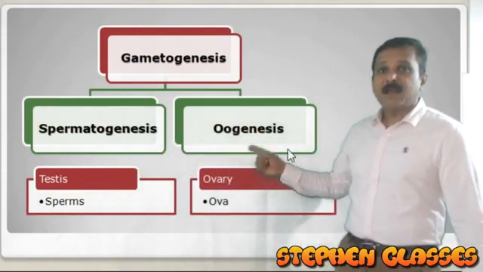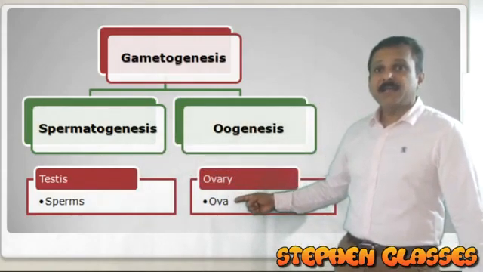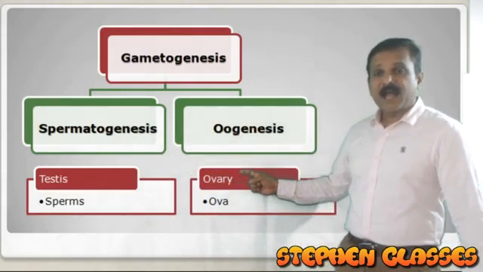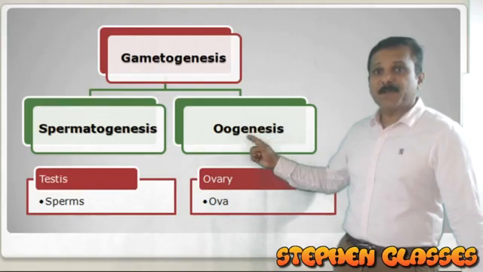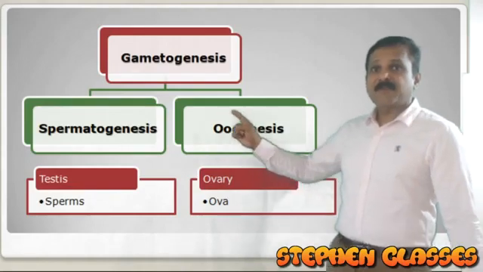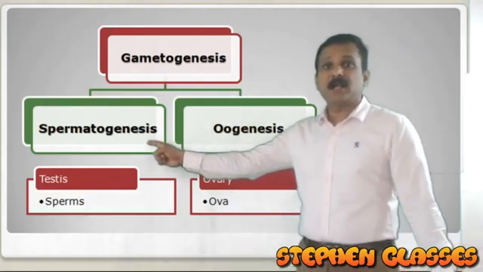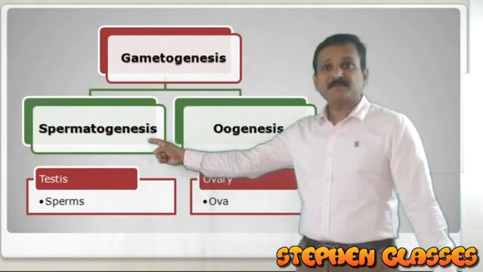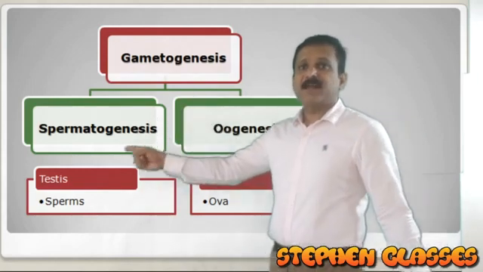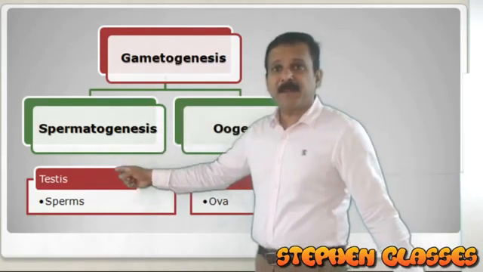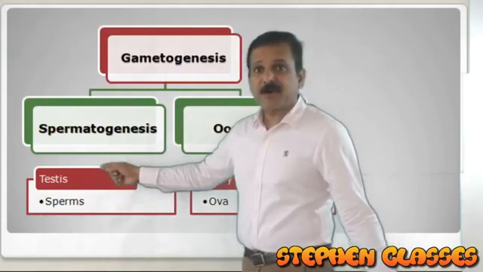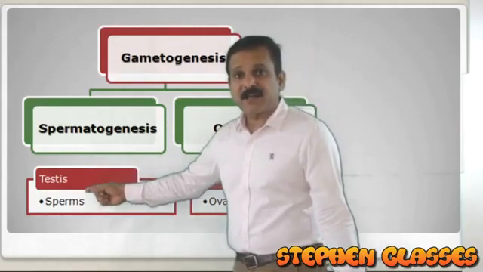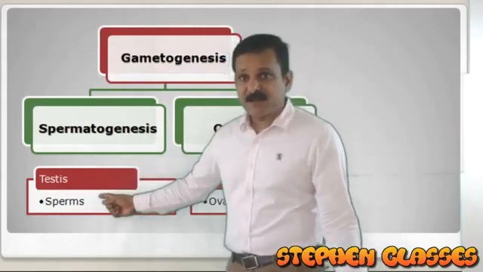What about in female? In female, the production of ova is done by the ovary, and that process is called oogenesis. You got it? So oogenesis is the formation of ova, and formation of sperm cells is called spermatogenesis. So here the testis can be considered the primary reproductive organ in male. It is a primary reproductive organ in male because it is the organ which produces the gamete.